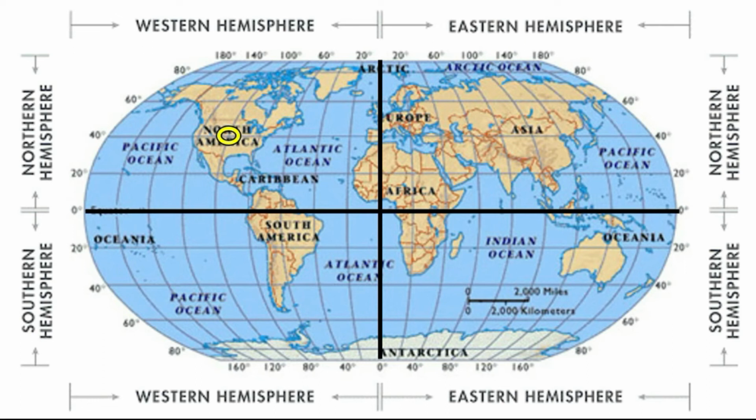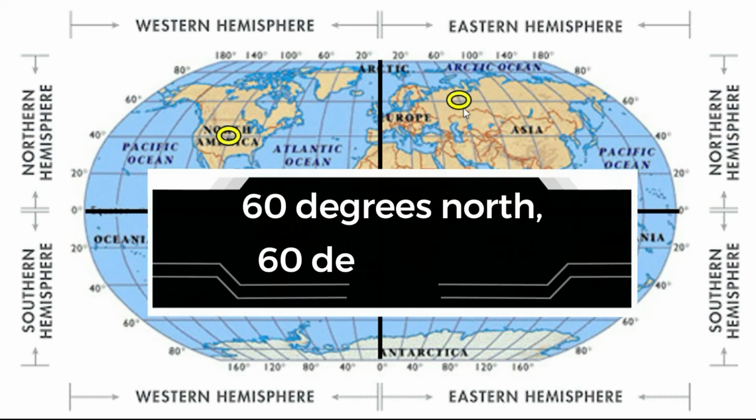Let's take a look at this one. Looking at the latitude line first, see it's in the northern hemisphere, and we can see that that point is on the line that's called 60 degrees north. And it's also on the longitude line named 60 degrees east because it's in the eastern hemisphere, east of the prime meridian. So the name of this point is 60 degrees north, 60 degrees east.